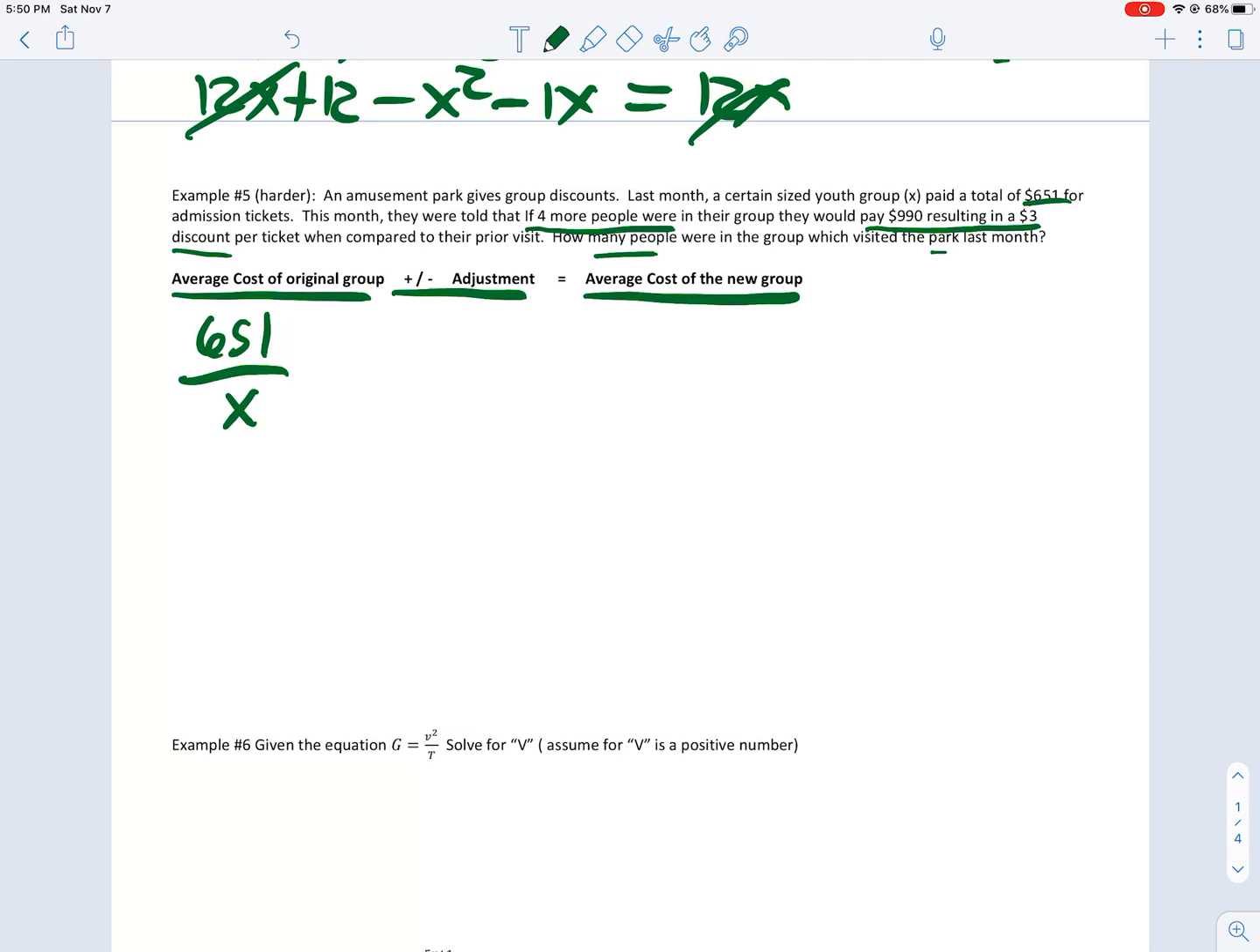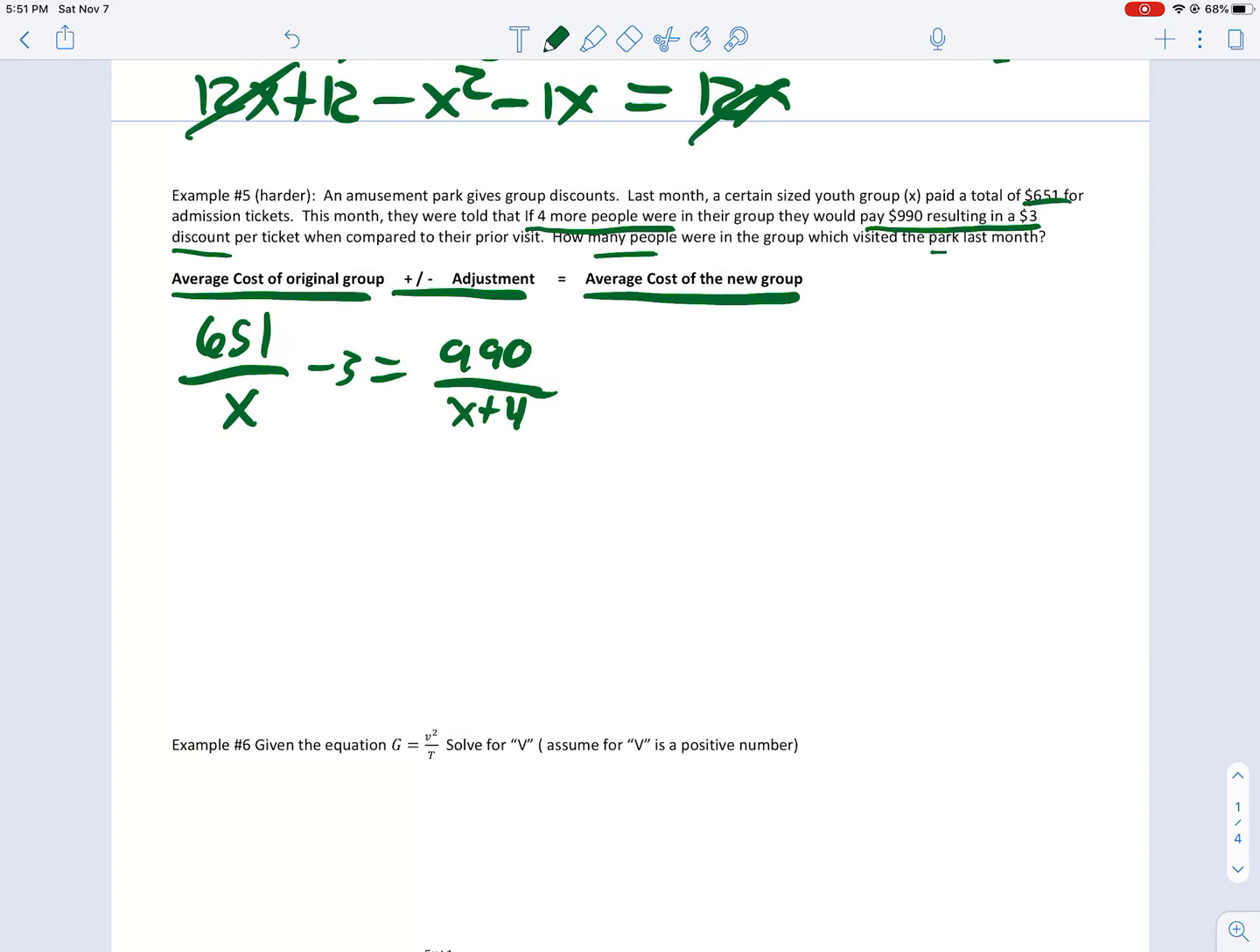So they said if you come again and you add 4 people, that's going to result in a discount of $3. So how much each person's paying is going down by $3. So now the new sum is $990. But you're going to divide that by X plus 4 because you have 4 more people than what you started with. So this one's challenging because the new average cost changed. It didn't stay the same like it did with the pizza. So because you're buying more tickets, still going to pay less per ticket, but you're going to spend more money in total to begin with.